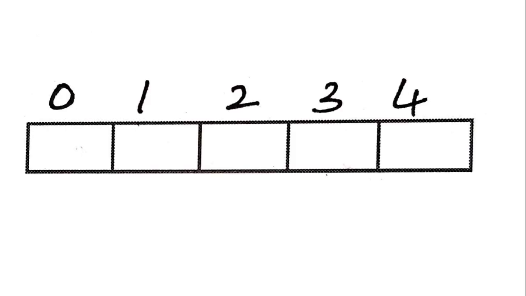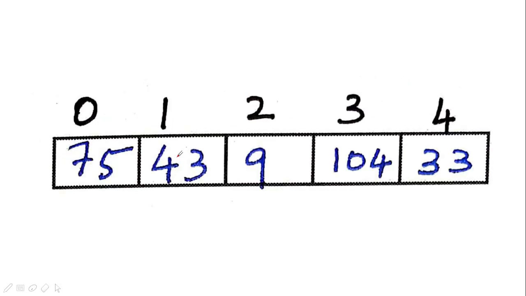You know already that you are going to have memory space for arrays, one-dimensional arrays, and when you allocate, there will be some garbage value stored here. It will be like this, continuous memory allocation. And after you get the values from the user, I am going to have the values 75, 43, 9, 104, 33. After reading the values, this is how the array will look.